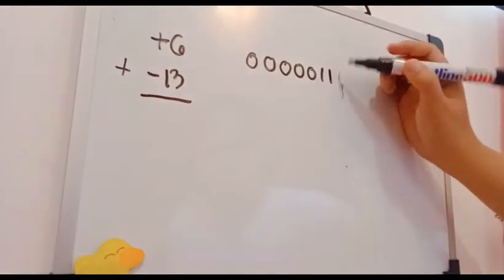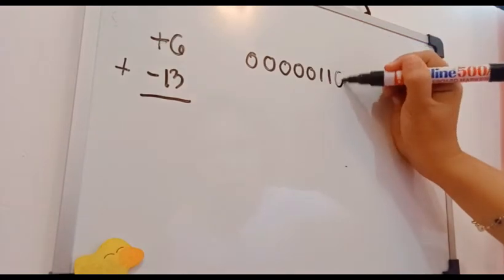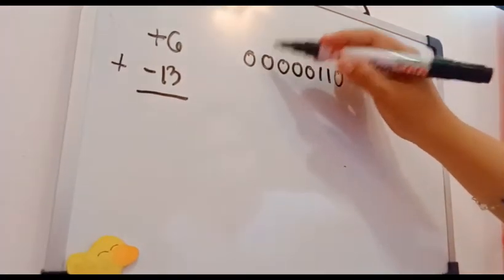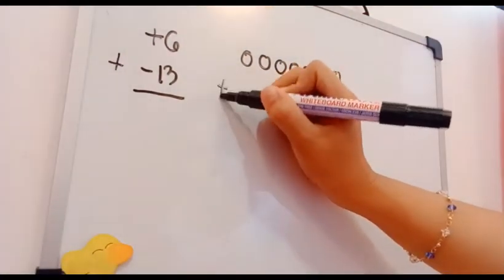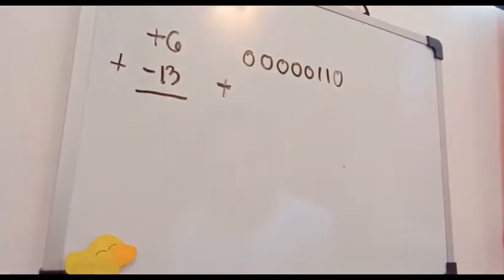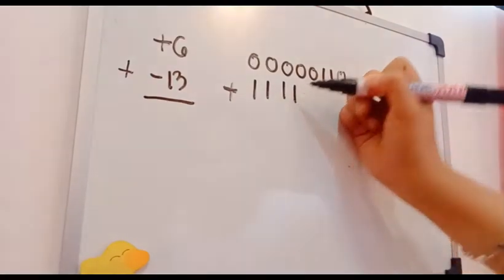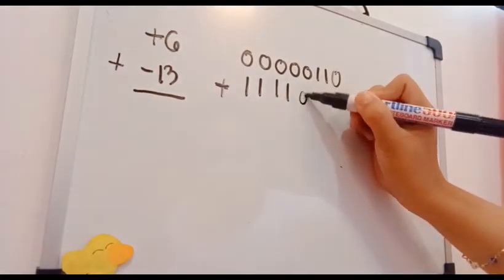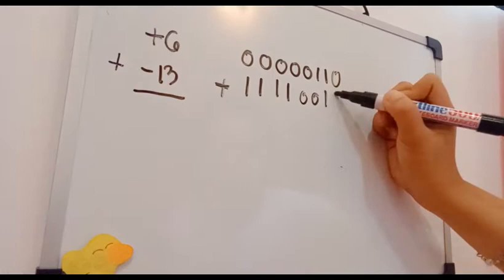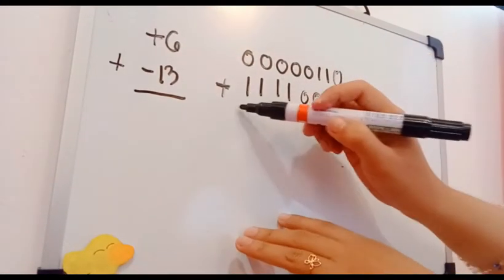Sorry. This is 0, 1, 2, 3, 4, 5, 6, 7, 8. Okay. Plus the 2's complement of negative 13. This is 1, 1, 1, 1, 0, 0, 1, 1. And then we're going to add.